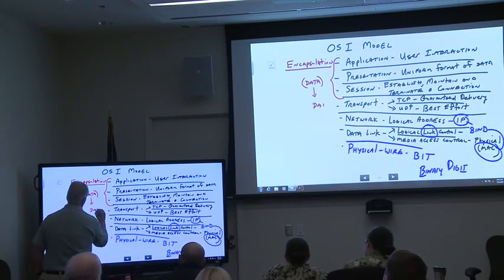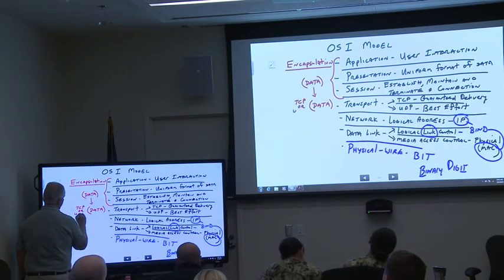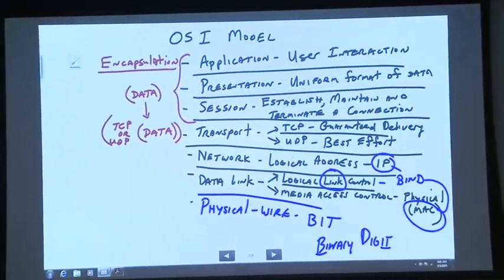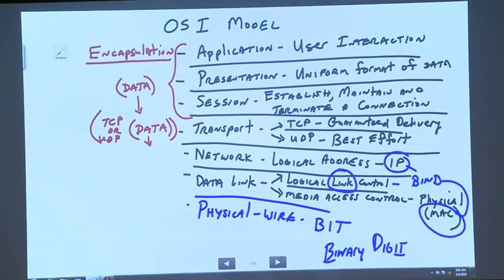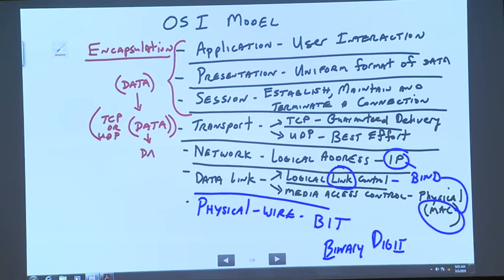We're going to take this data that we have, we're going to put that label on it that says either TCP or UDP. As we move this on down to the network layer, we're going to take that data that we have that has been encapsulated by the transport layer, and now I'm going to put my source IP and my destination IP.